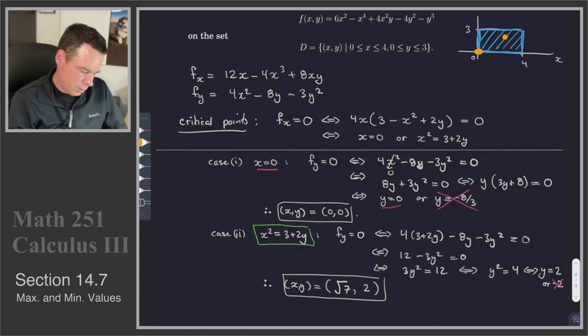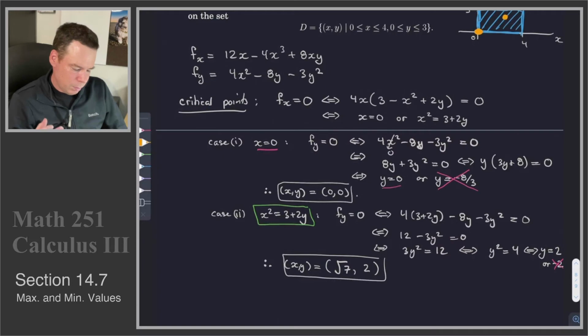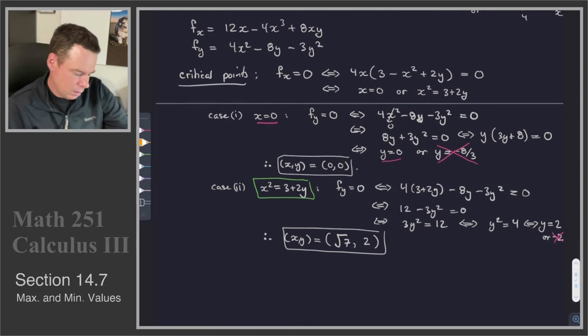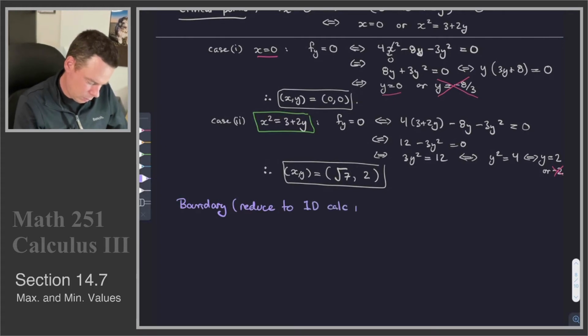Okay, so we got our critical points. Now comes the boundary analysis. Because our function is restricted to this domain D, there could be maximum and minimum values that occur on the boundary. And so we have to look at those separately. So here's our boundary. And we do this by reducing to a 1D calc problem. Well, a bunch of 1D calc problems.